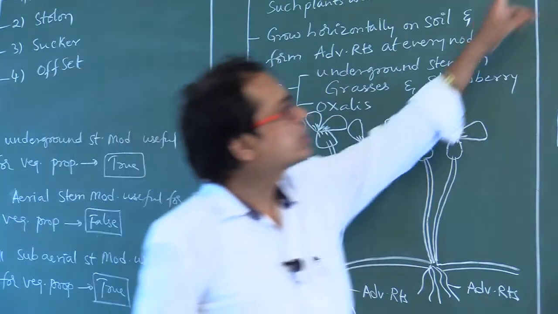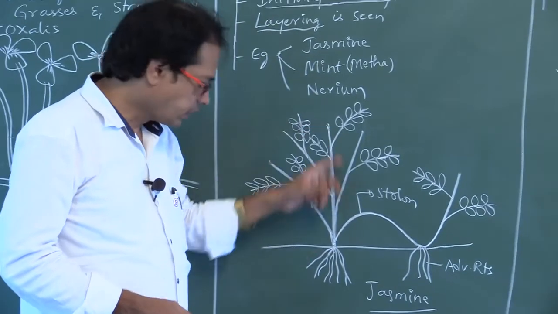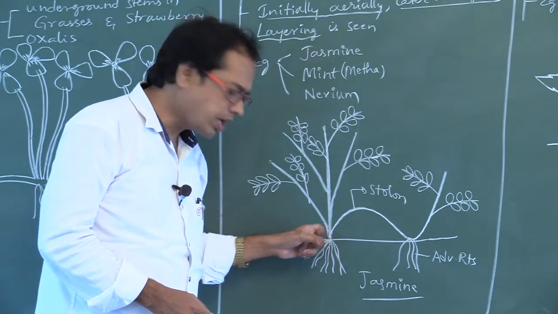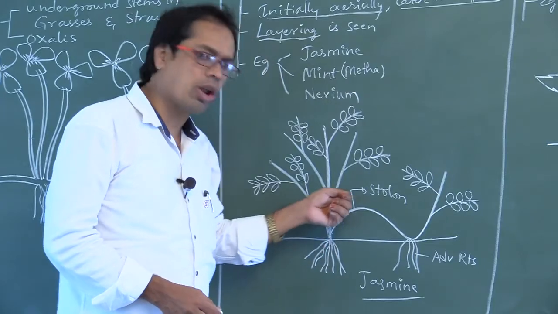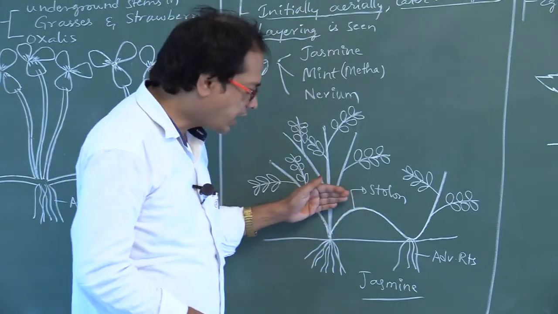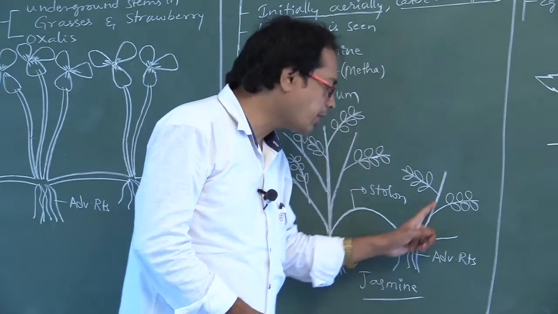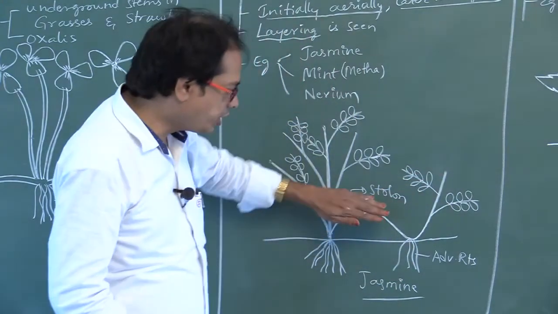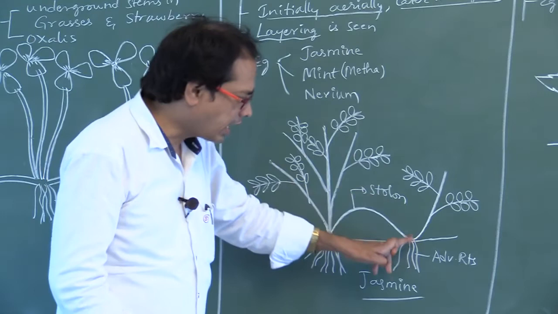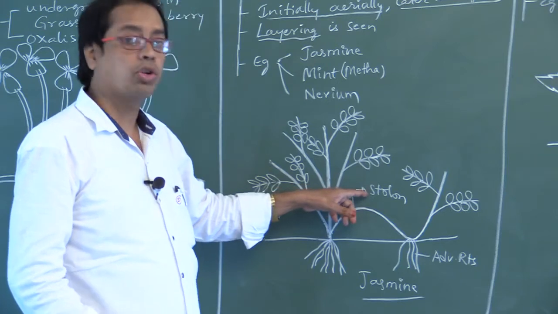Next one, stolon. Let us see this diagram. This is the main stem. From the base of the main stem, the base of the main axis, a lateral branch develops and grows aerially. Again it grows obliquely downwards and touches the soil. Finally, it becomes vertically upwards. So, it is initially aerial and later underground, growing obliquely downwards. This is called stolon.